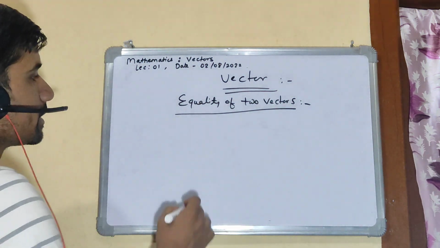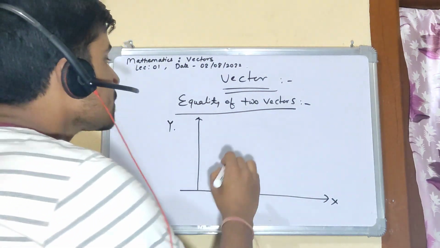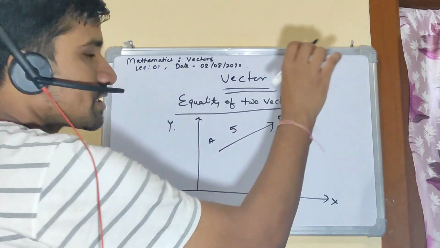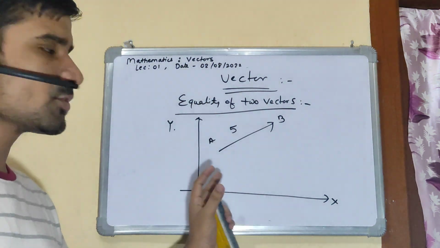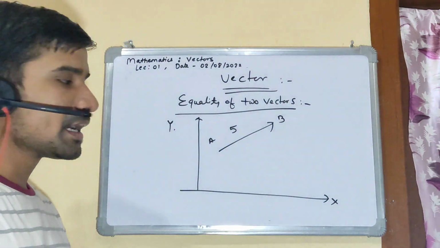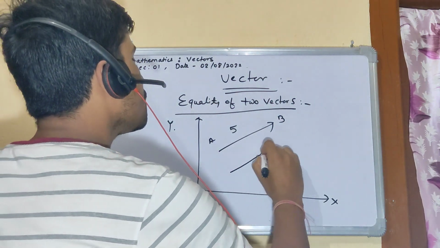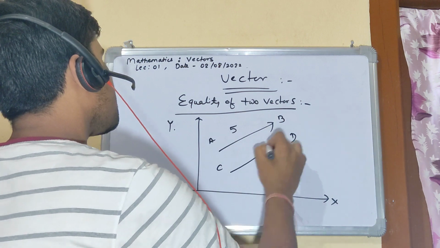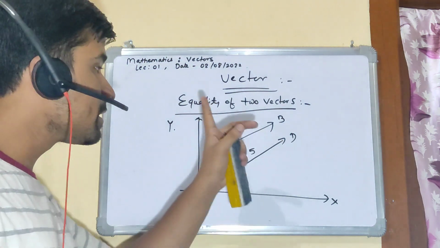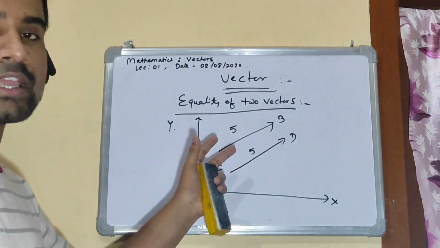So let's say this is an xy plane, right? So this is a vector in this xy plane. Let's say AB vector. This has magnitude of 5 and direction you can see, right? So if I need to make a vector equal to AB, I need to keep the same magnitude as well as the same direction, right? So let's say this is CD vector, right? This has magnitude of 5 and this is parallel to AB. Now you can say that CD is the vector which has the same magnitude as AB vector and it is in the same direction as AB vector. Hence these two are equal vectors, right?